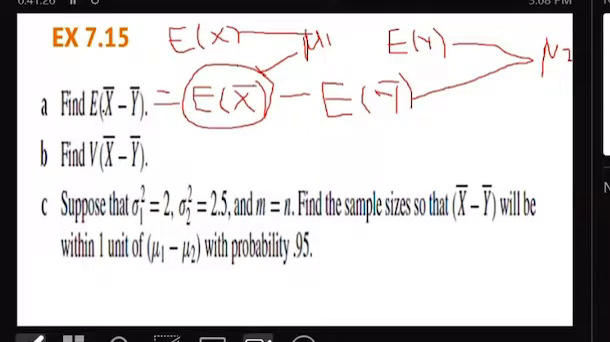So what would be the answer to that one? The first question is going to be mu1 minus mu2. Any question? Just mu1 minus mu2.